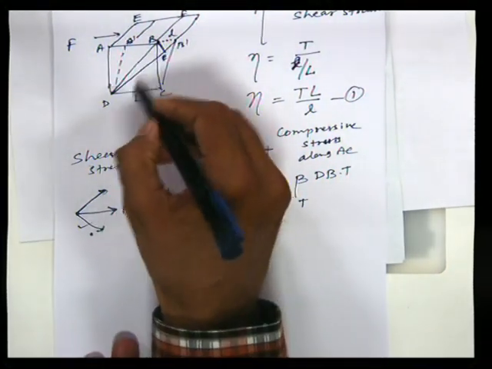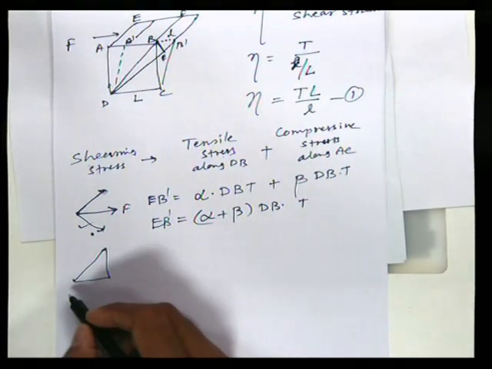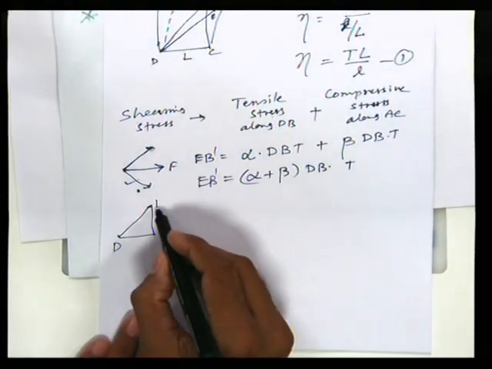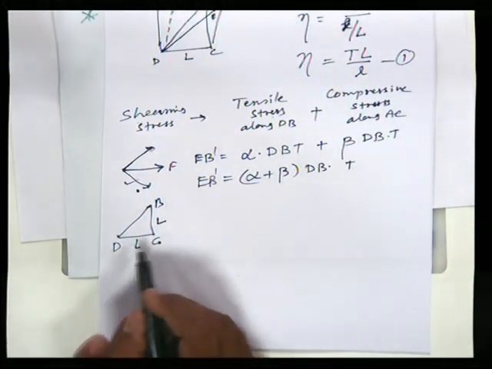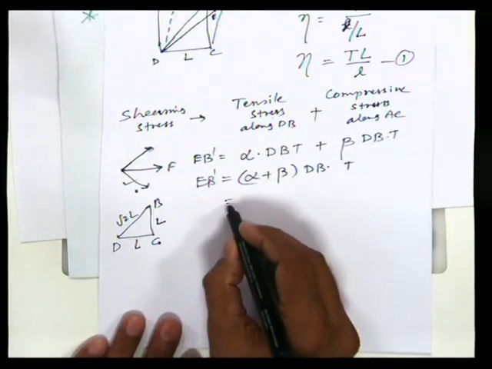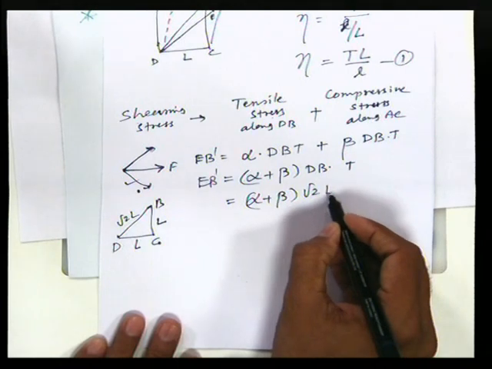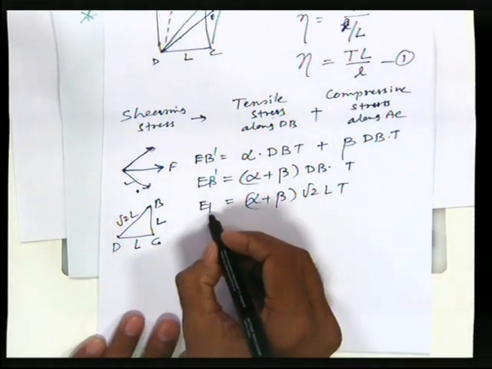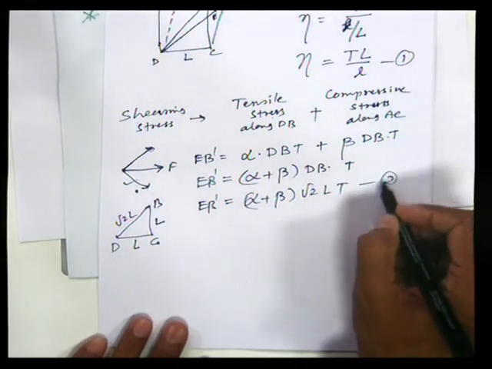Now using the geometry of the figure, this dB and C. So this length equals L, DC equals L, therefore dB equals root 2 into L. So I can write alpha plus beta into root 2 L into T, increasing length, say equation 2.